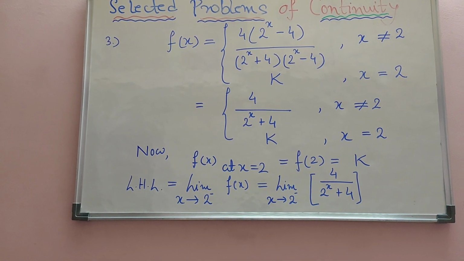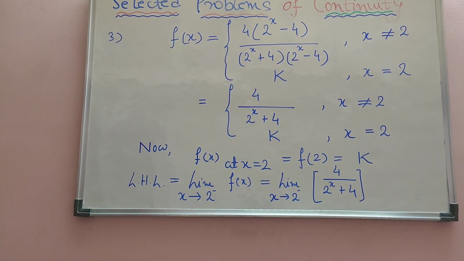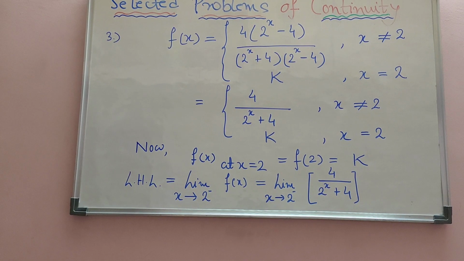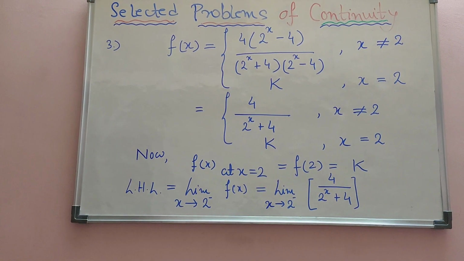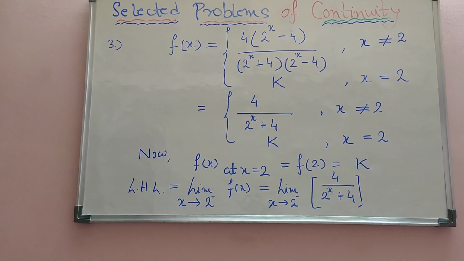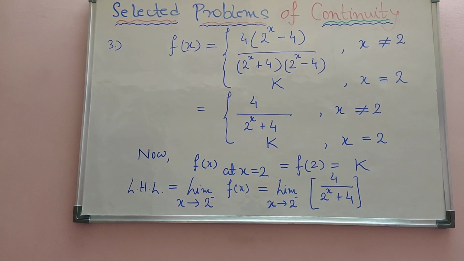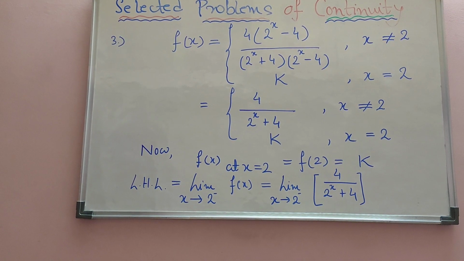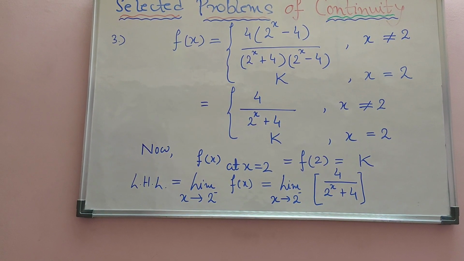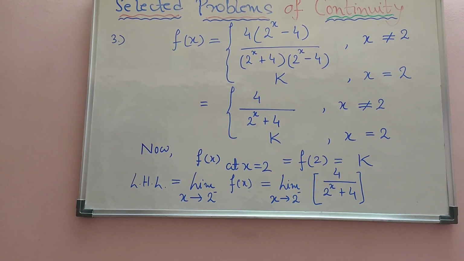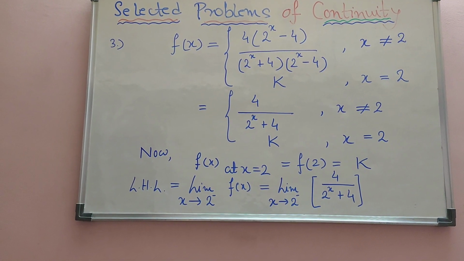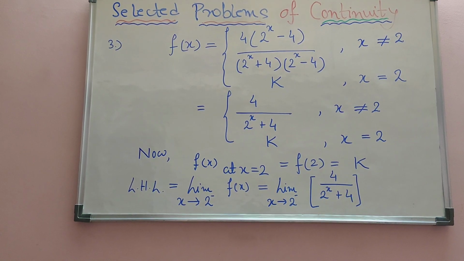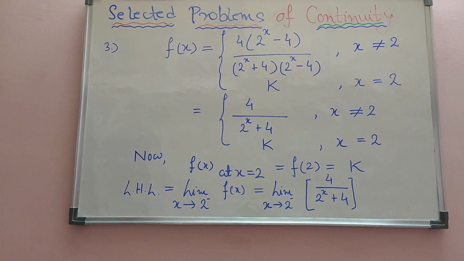Left hand limit: x tends to 2, slightly less than 2. So we take a minus sign above the 2. So put now the equation, limit x tends to 2, 4 upon 2 raised to the power x plus 4. Now we will change the limit variable to h, as we have done in the earlier problems.